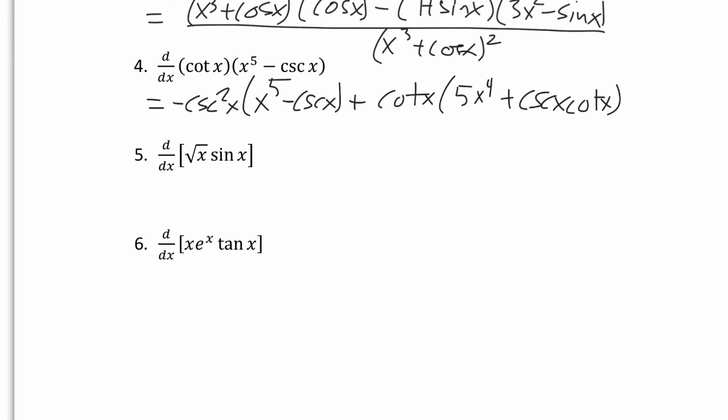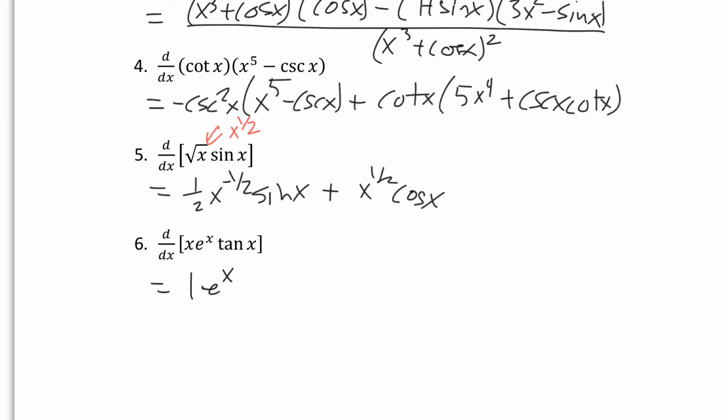For this one, remember that we've got to write x to the 1/2 when we have the root. So 1/2 x to the negative 1/2 sine x plus x to the 1/2 cos x. And finally here we have a triple product. So we do the first one. So 1 times e to the x tan x plus the next one, which is just e to the x, plus the last one, which is secant squared x.